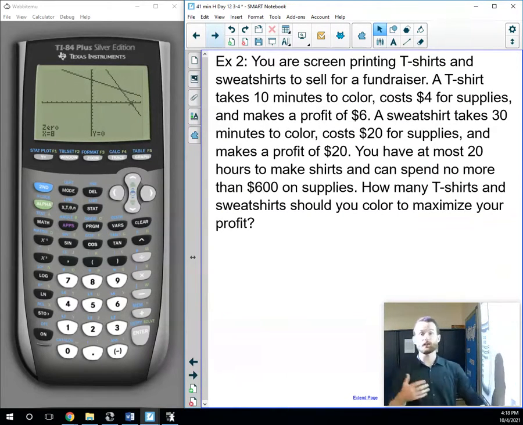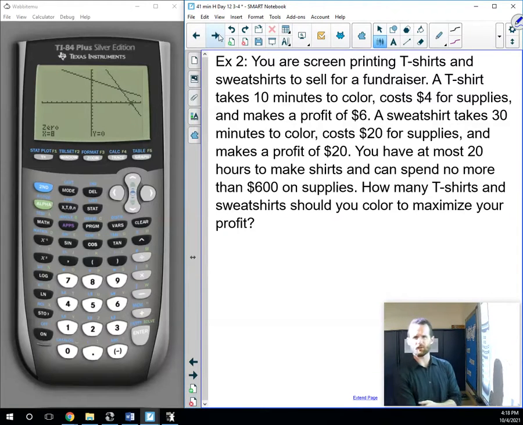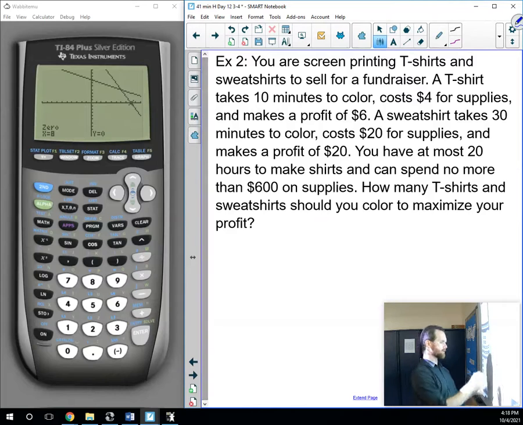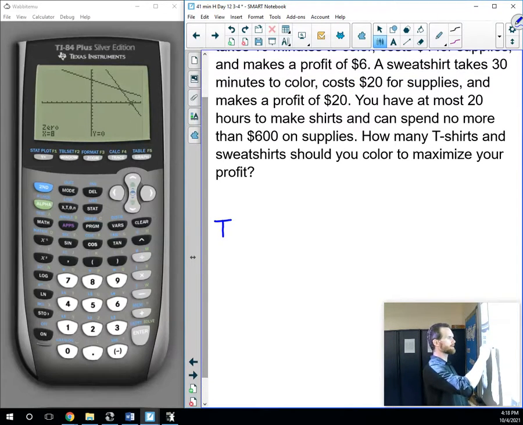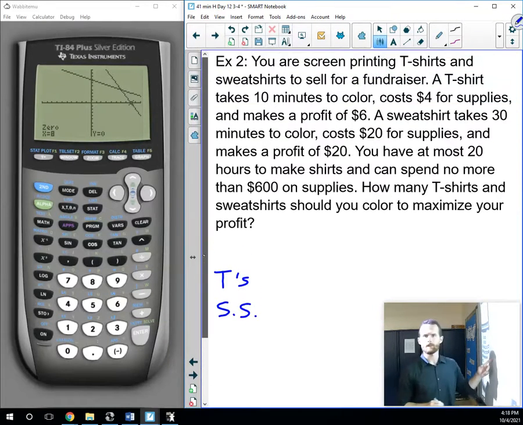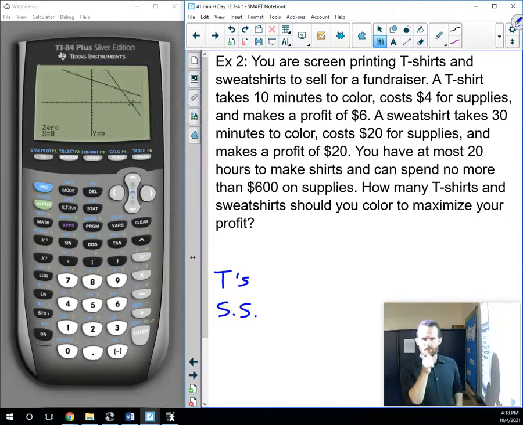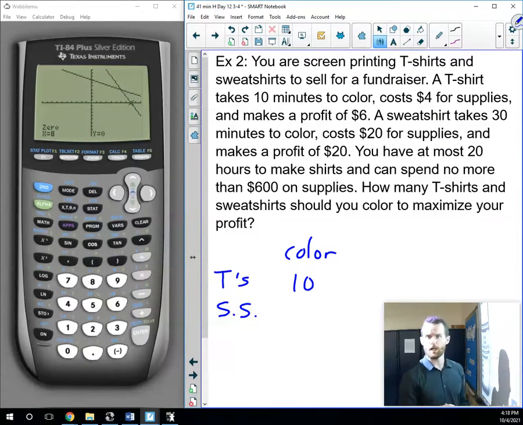So again, as we're reading through this, I'm going to make the chart just to save us a little time. We're screen printing t-shirts and sweatshirts, so those are the two things we're dealing with. T's and sweatshirts, we'll just abbreviate sweatshirts as SS. A t-shirt takes 10 minutes to color. So it takes a certain amount of time to color. T-shirts take 10 minutes to color.